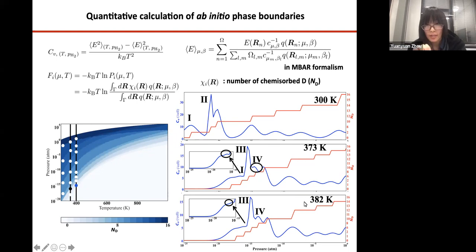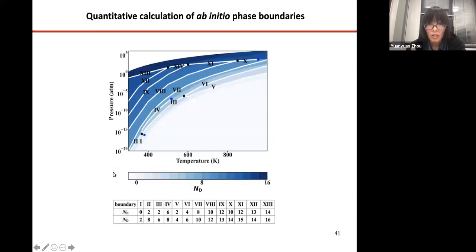Following similar analysis and connecting the white dots belonging to the same phase transition, you can get the white lines here on the TP map. They are the calculated ab initio phase boundaries, also marked with different Roman numbers, and different Roman numbers correspond to different phase transitions.